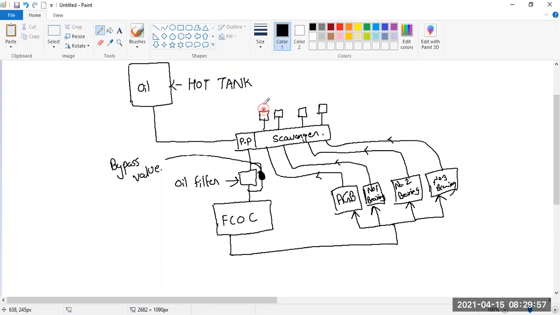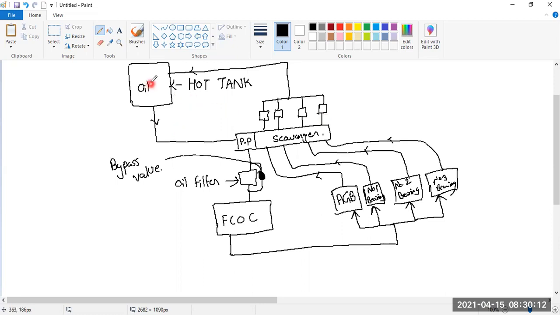Okay, that is also up to you. And then what will happen is all the oil will come back and go into a single line, and then this single line will take the oil back into what? Oil tank. And also this is the basic oil system.